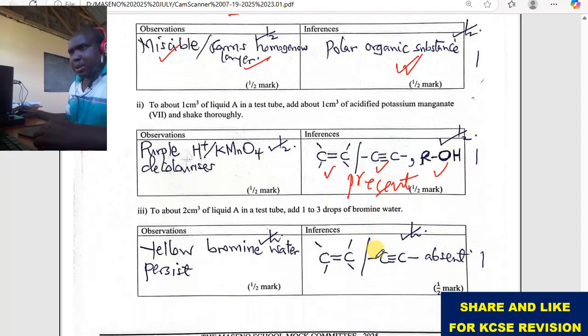We add bromine water, 2 drops, 3 drops. Bromine water is yellow. If the color changes from yellow to colorless, then it means the double bond, triple bond is present. But if the yellow bromine color persists and remains the same, it means the double bond is absent. For this case, the yellow bromine water persisted, therefore this and this are absent. Very important.